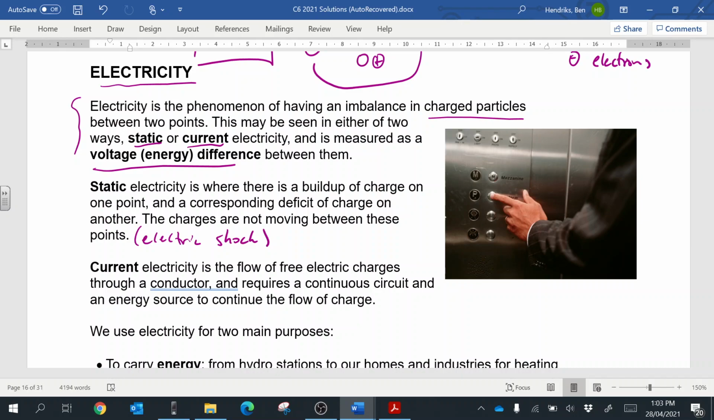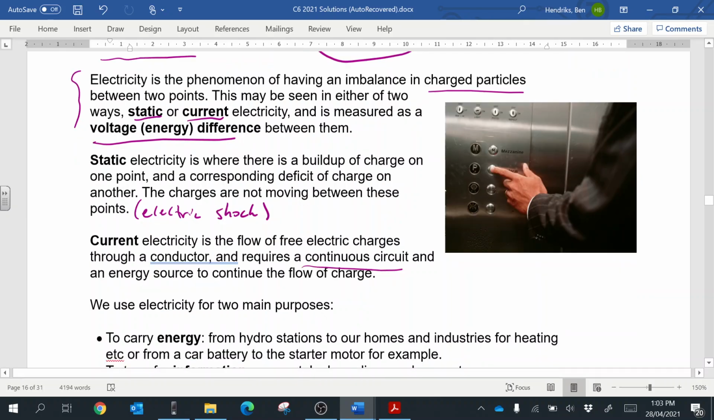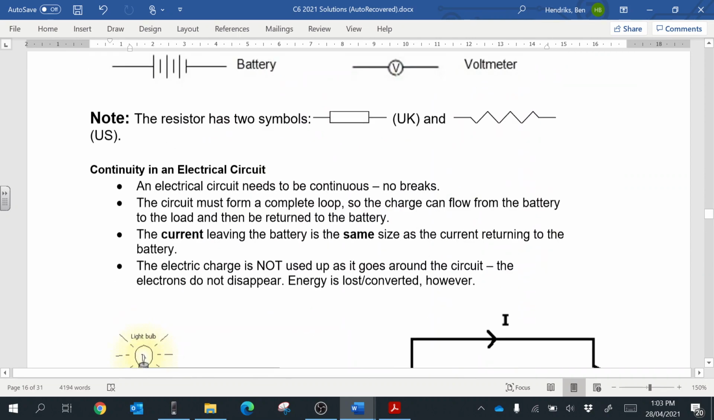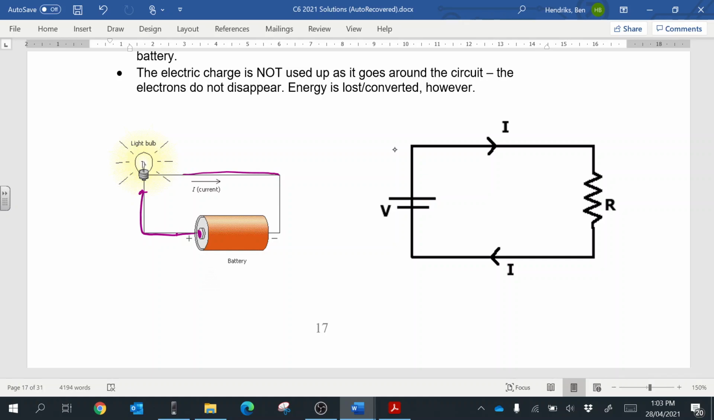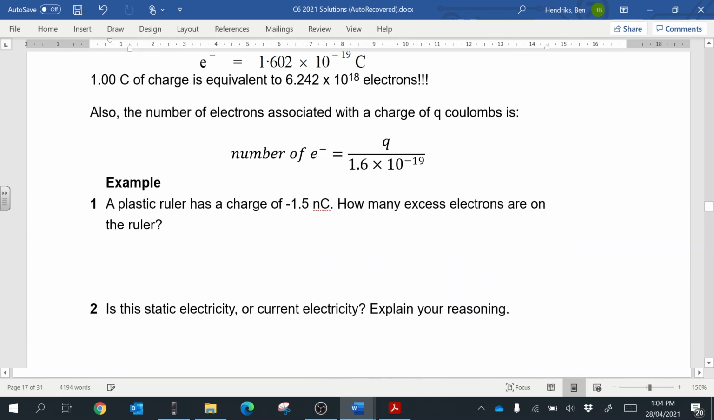Current electricity is the flow of free electric charges through a conductor and requires a continuous circuit and an energy source to continue the flow of charge. Let's look at a little picture here. Something like this light bulb, we have a continuous charge going from the battery. We have a positive charge here, and all these charges are going around this way, or the current is flowing. The convention says the current is flowing from the positive to the negative, because we have a difference in charge between this positive charge here and this negative charge point there. We have a difference, or a voltage, between those.